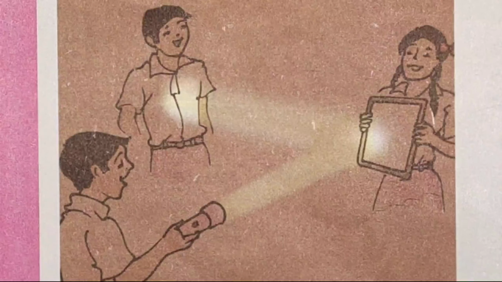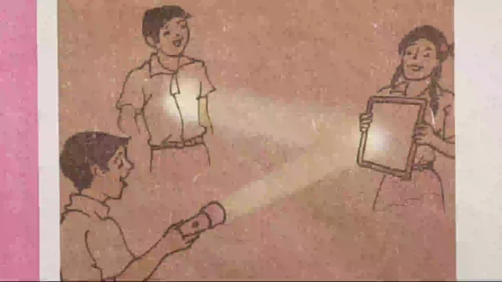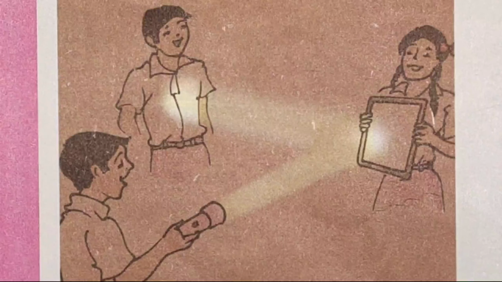Today we're going to learn about the main topic, what is called a reflection of light, and how it can form images. This is one important property of light.